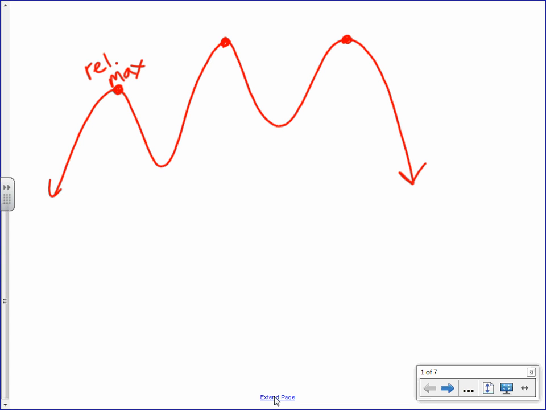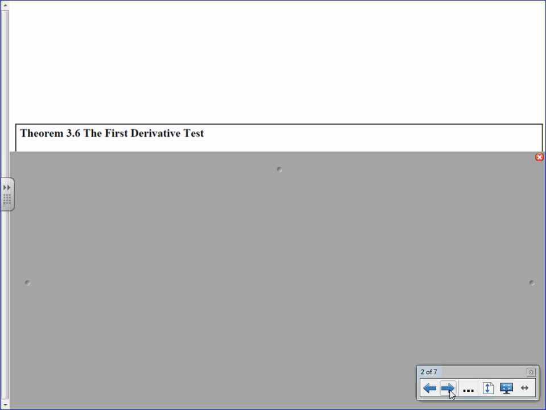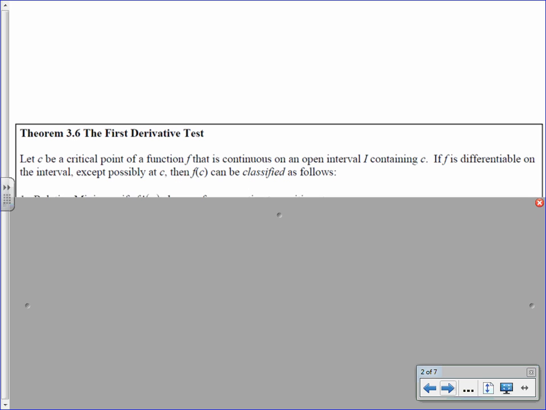What happens when we switch from decreasing to increasing? Relative minimums. Welcome to the first derivative test. Okay? So don't write this down.